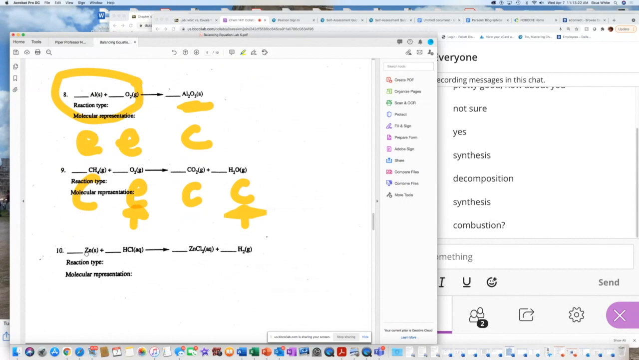See? So that's how I survived this, because I have to find a way to help myself with this part, right? And then let's see, zinc by itself, element, compound, element, right? One of each on the left, one of each element, compound, element. What do you think number 10 is? Single displacement, yeah, exactly. So, see, not that bad.